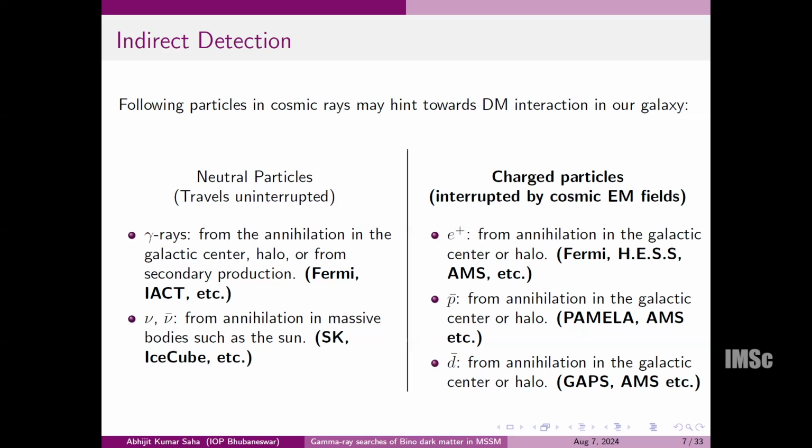See, there are observations for neutral particles as well as for charged particles. You may have heard about the positron, proton, antiproton excess by AMS, right? And there is an excess of neutral particles, photons, with energy 511 keV. So my focus in this work is on the neutral particles, particularly gamma rays.